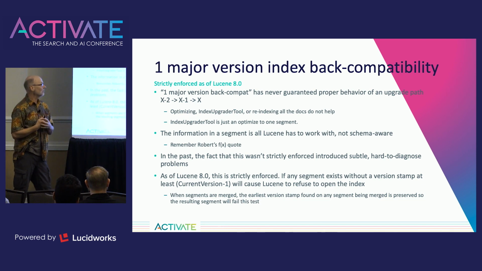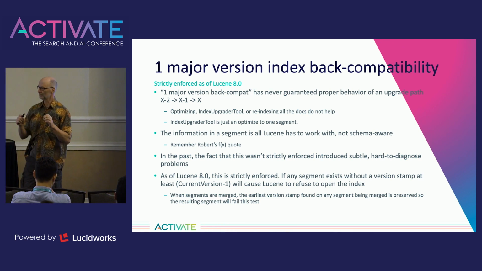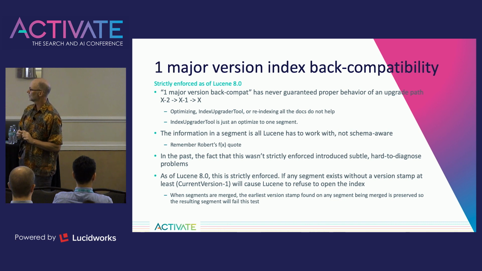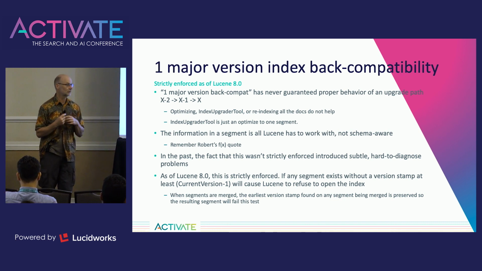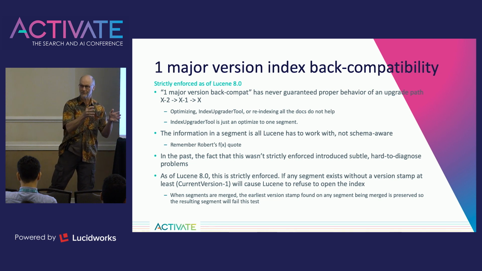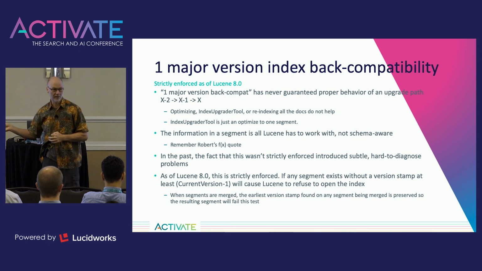People look around and they say, oh, look, we've got this cool thing called the index upgrader tool. Let's use that. I will run index upgrader tool on my 4x index to 5. I'll take the Lucene 6 index upgrader tool and run it on my new Lucene 5 index, and that should upgrade to 6. And then I'll do it to 7, and then I'll open it with 8. Wrong.